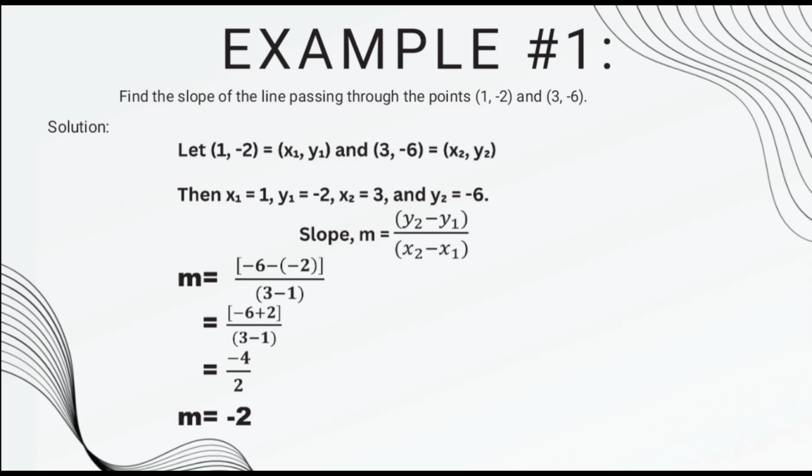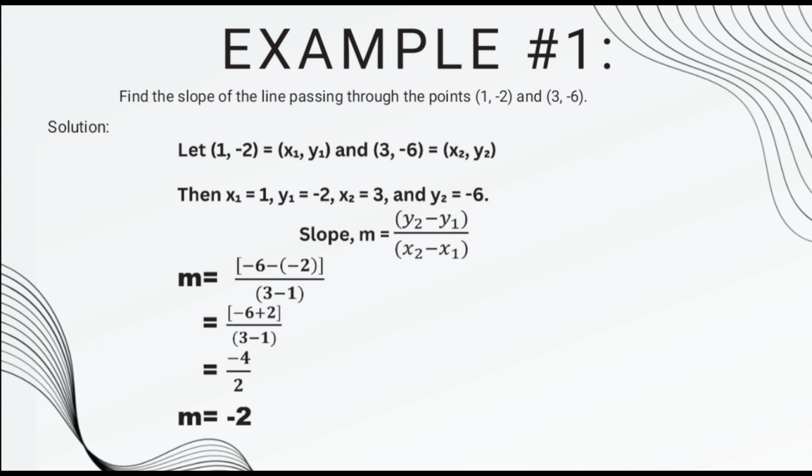For you to be able to understand more on how to find the slope of a line given 2 points, I'm going to show you some examples. Example number 1. Find the slope of the line passing through the points 1 and negative 2 and 3 and negative 6. Now we're going to denote the x-coordinate and the y-coordinate. So 1 and negative 2 will be x sub 1 and y sub 1, and 3 and negative 6 will be x sub 2 and y sub 2.